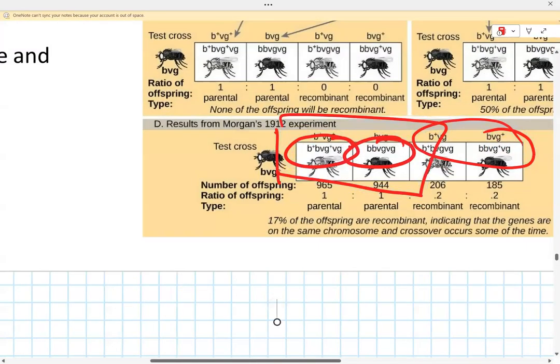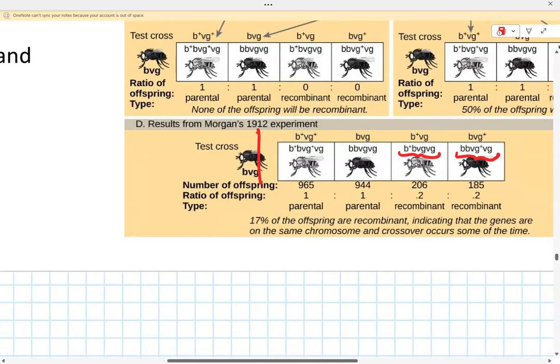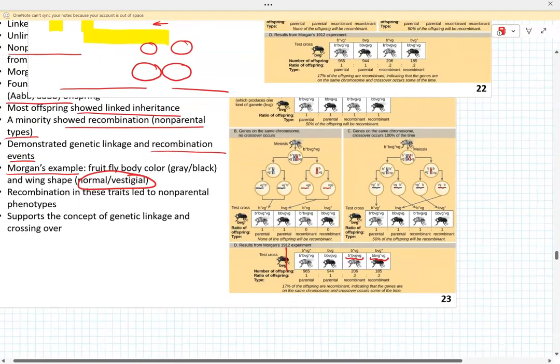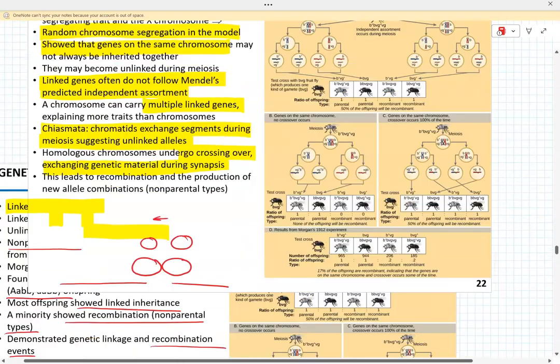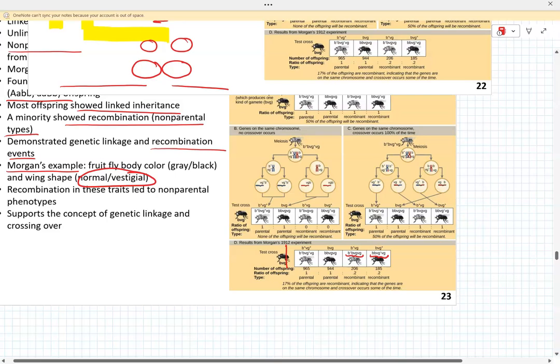he was doing the test cross and he found that most of the offspring exhibited parental genotype, either heterozygous for both genes or homozygous recessive for both genes, but there was a portion of offspring that changed their genotype from the expected linkage. So Morgan's experiment essentially supported the concept of crossing over and the genetic linkage.